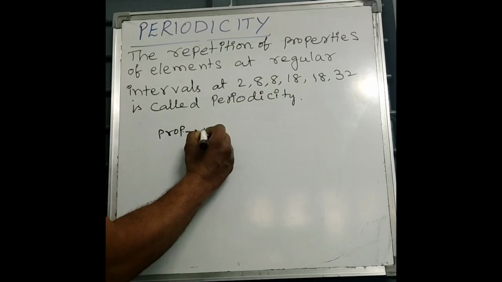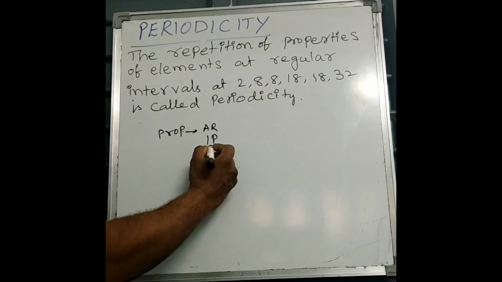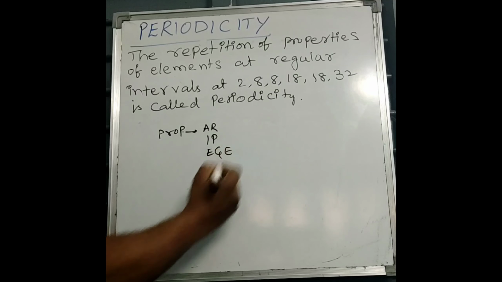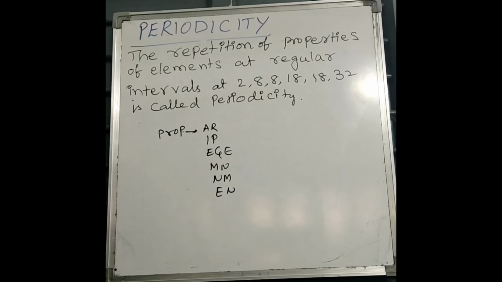What are the properties? Atomic radius, ionization energy or ionization potential, electron gain enthalpy or electron affinity, and metallic nature, non-metallic nature, electronegativity. Many properties are there for elements in the periodic table. So what is the change? Is there any regularity in the properties of elements in a periodic table? In order to understand those, a concept was developed, that is periodicity.